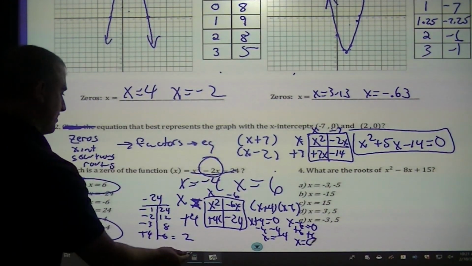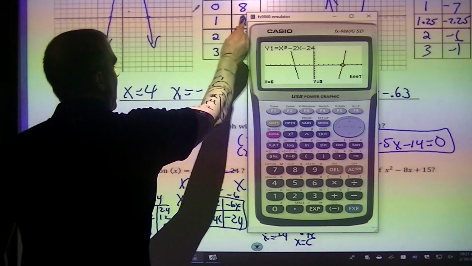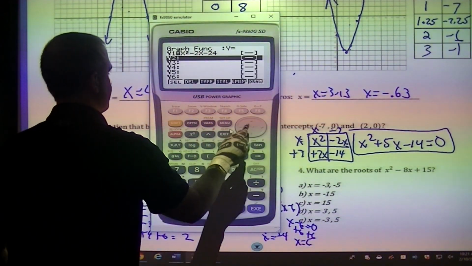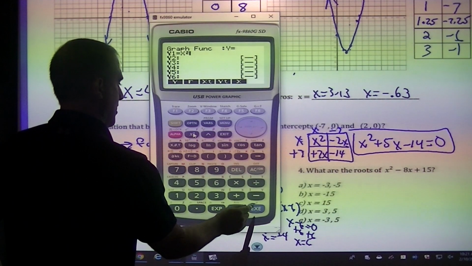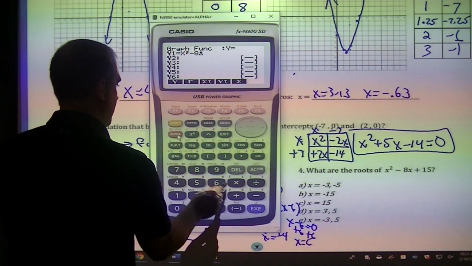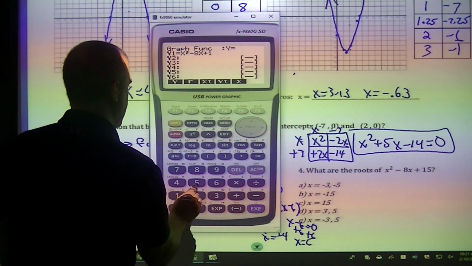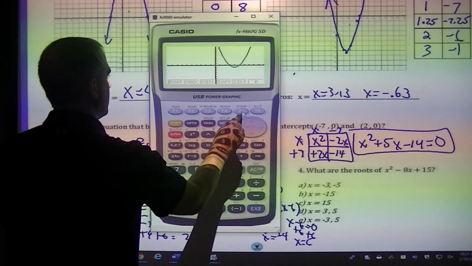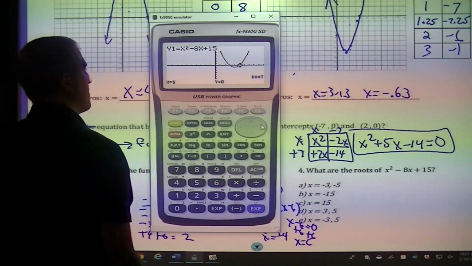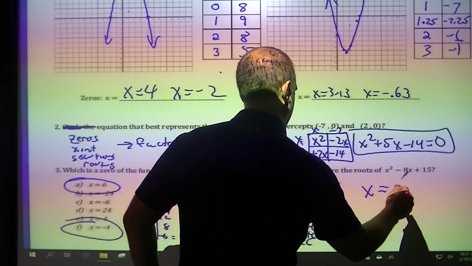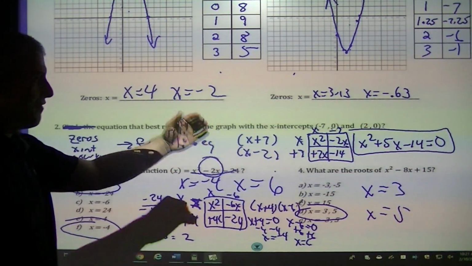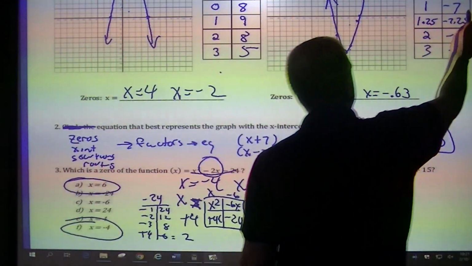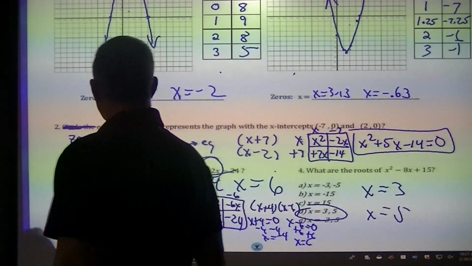All right, on this next one, I'm just going to graph that. So I got x squared minus 8x plus 15. If I graph it and solve for the roots, I got an answer of 3 and an answer of 5. Okay, and that would be this one right here. You can also factor that and solve it. Either way is fine with me.